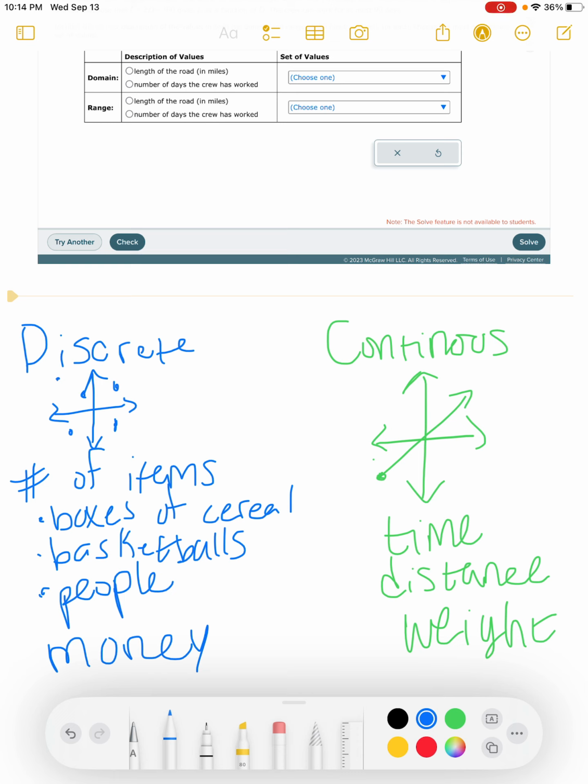Whereas a box of cereal, you buy one, and then you jump up to 2, right? You don't ever hit half a box in between. You just jump straight to 2 when you grab the second one, okay?